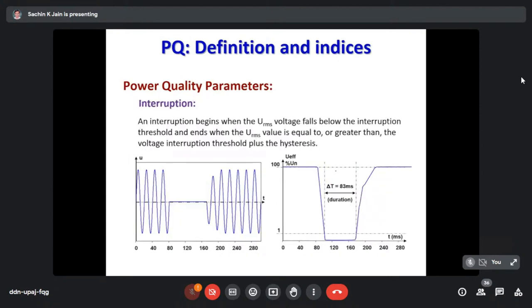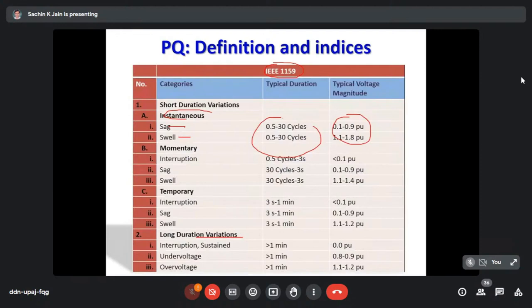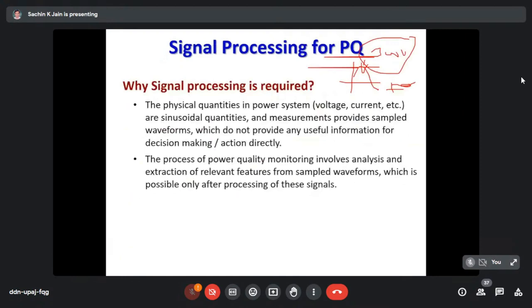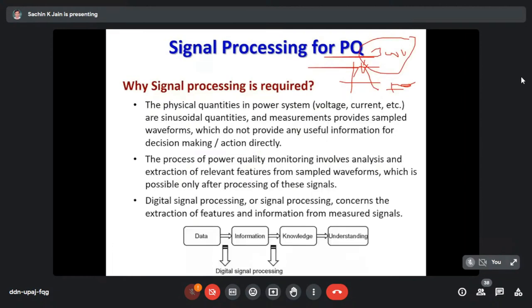If there is a momentary dip and it is less than 1 cycle, then it will not be considered. It is just instantaneous and of no significance. Okay, so that's why we need to properly monitor it. For that, we need to extract useful information from that signal.